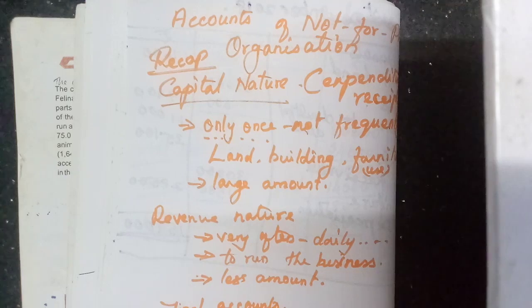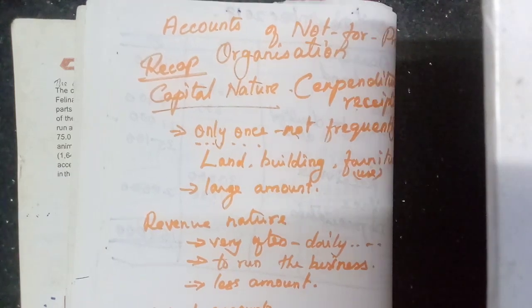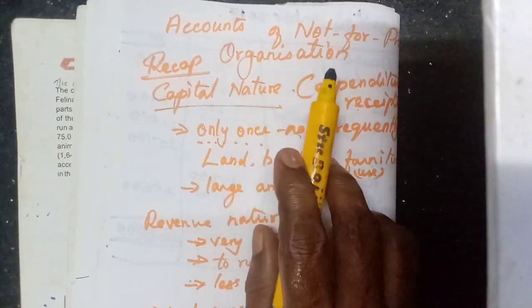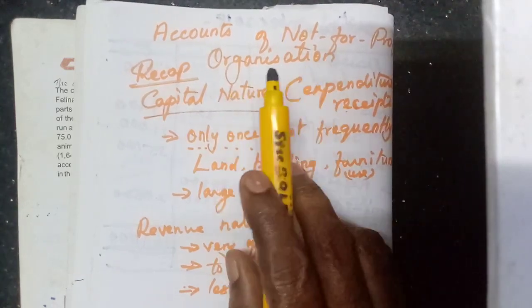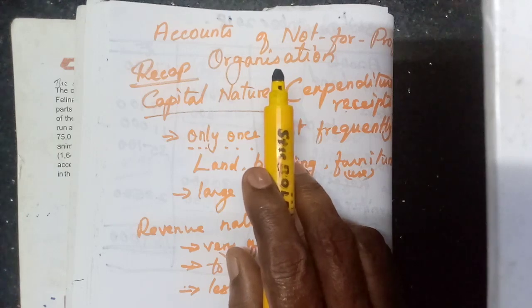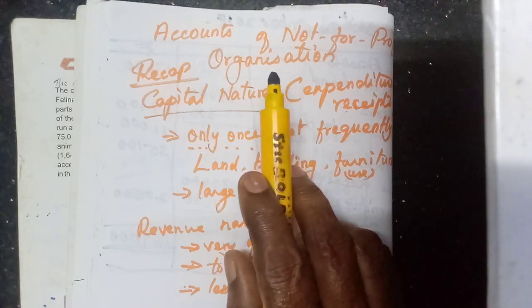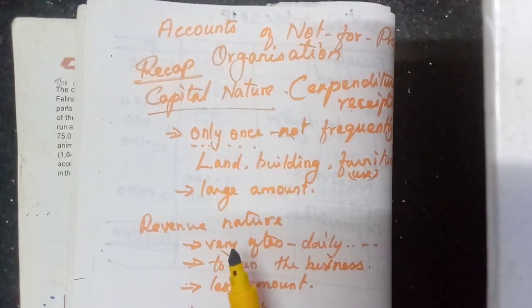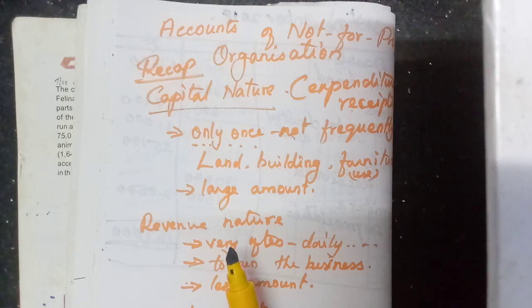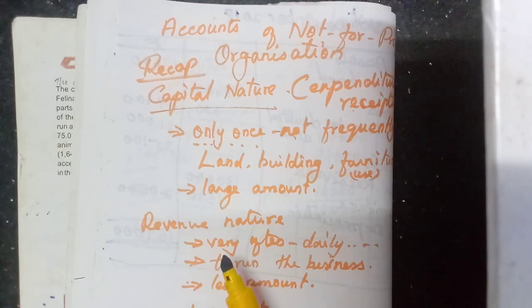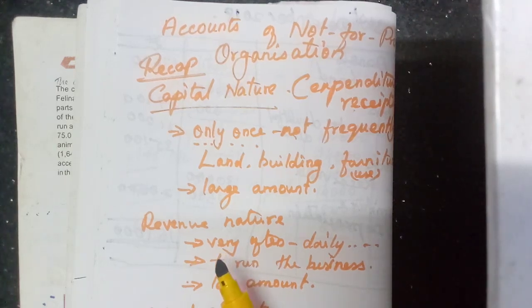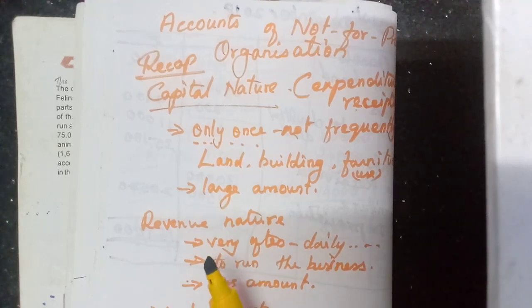That is the second lesson, accounts of not for profit organization. In the meaning itself, these organizations are run not for profit. So what is their motive? Their motive is to do service. So we can say all the organizations that promote art, culture, education, sports, they do some service, but their main motive is not to earn profit.